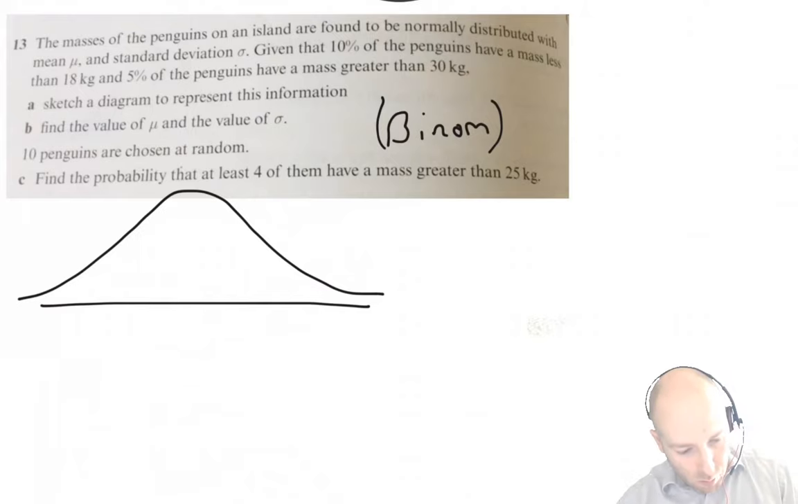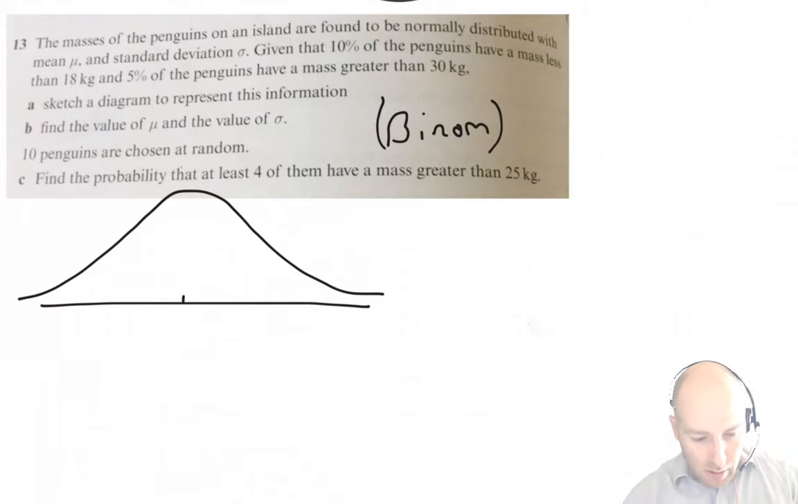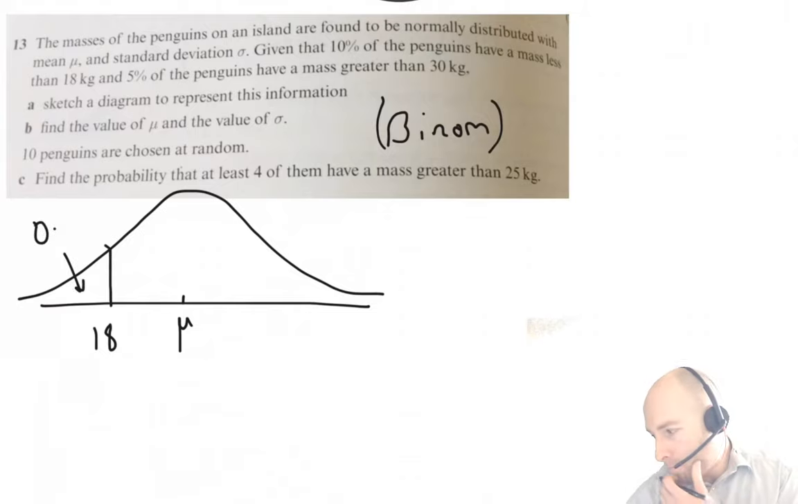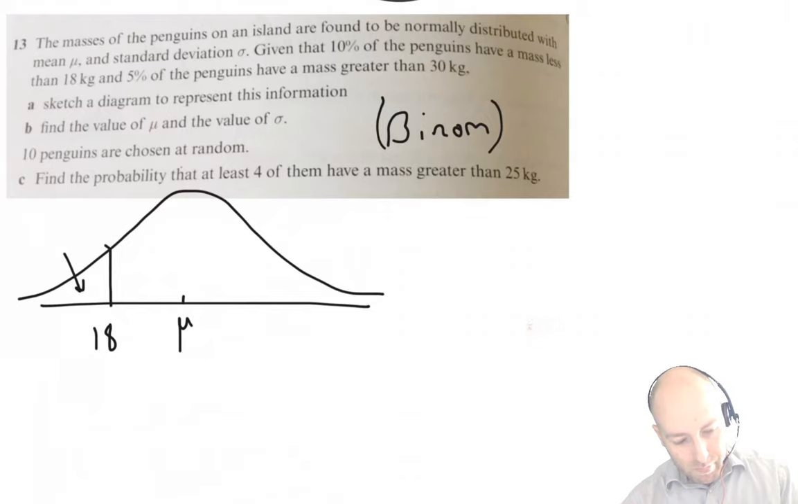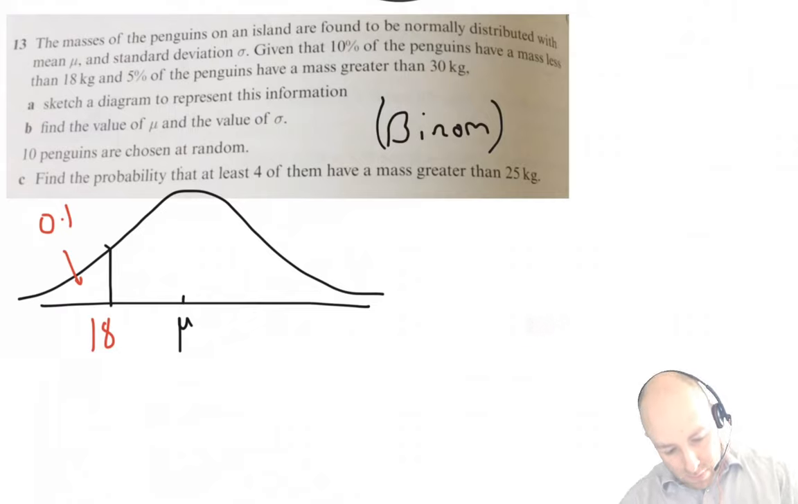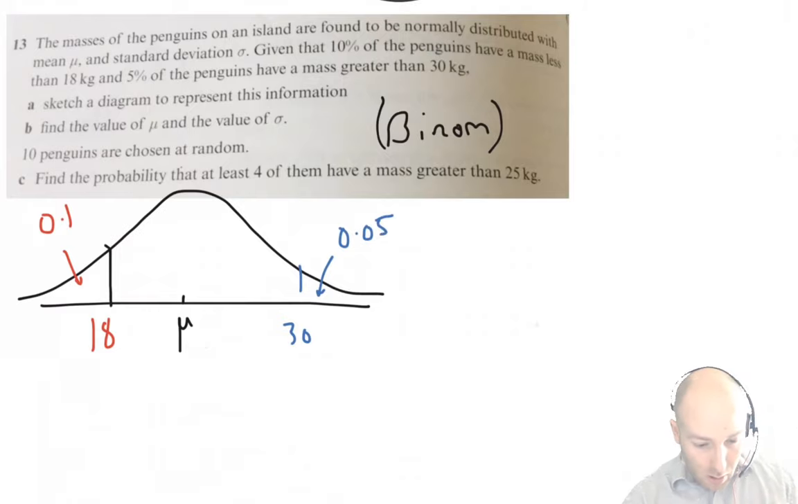So, we don't know what mu is. Put mu. 10% have a mass less than 18. There's 18. I might color these as well. And 5% have a mass greater than 30. There we go. So there's all my data in the diagram.